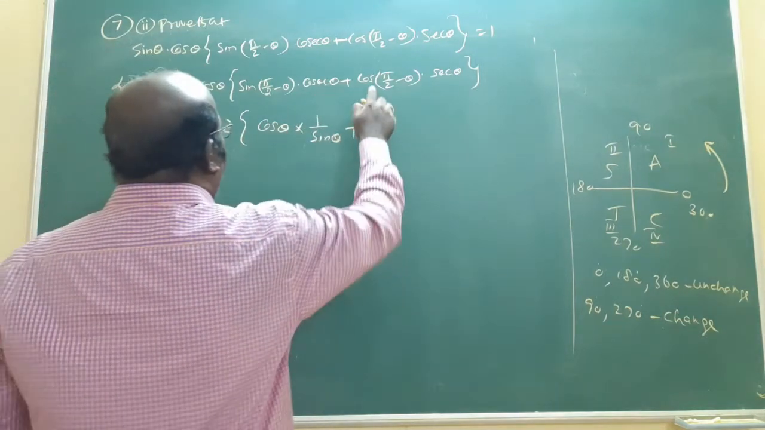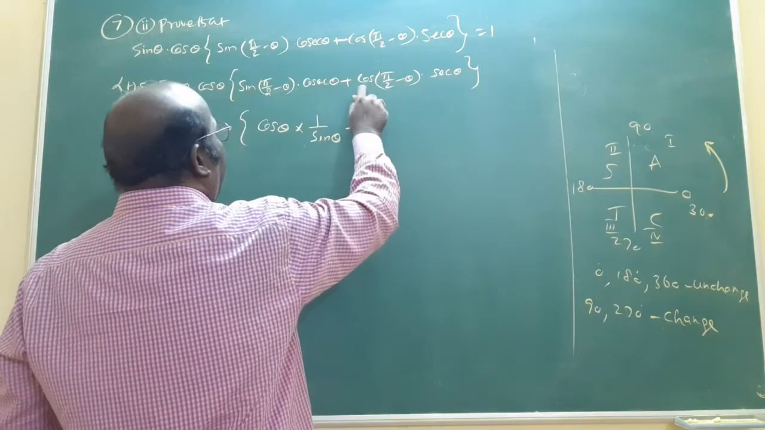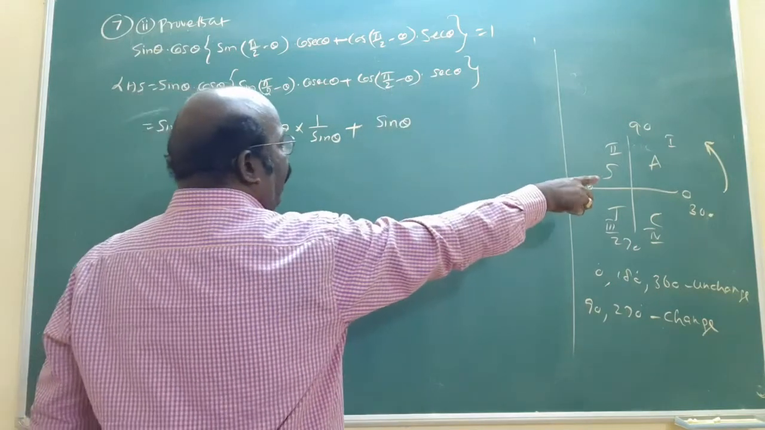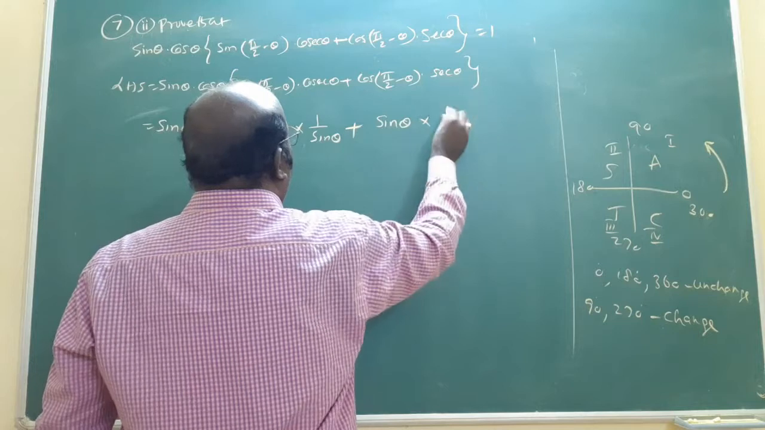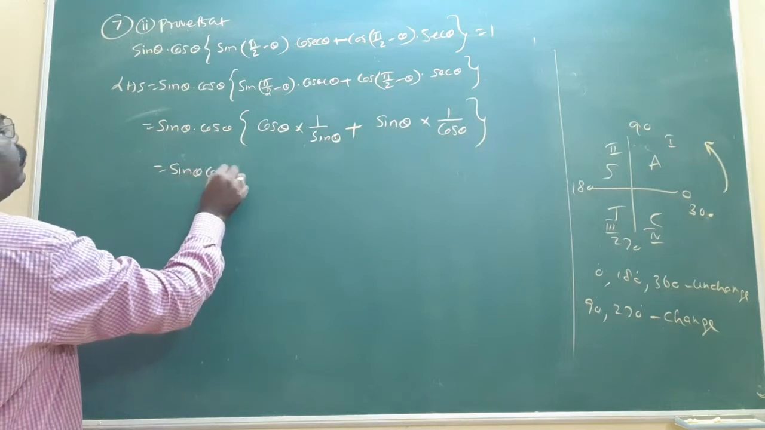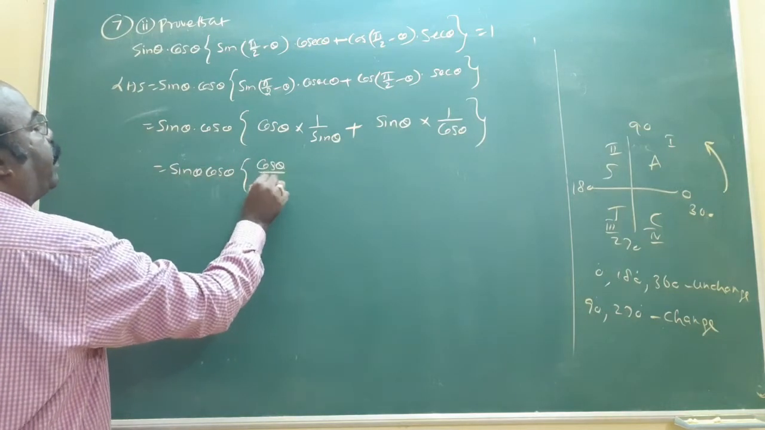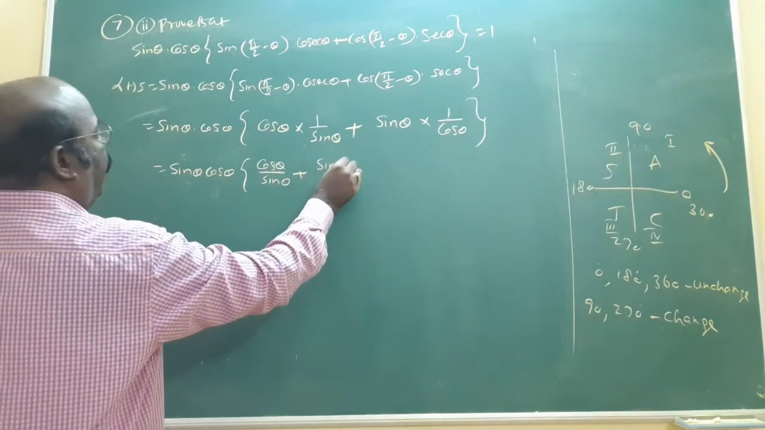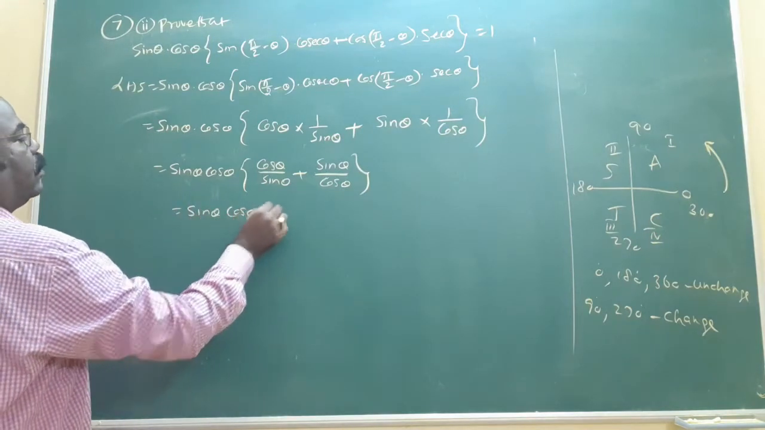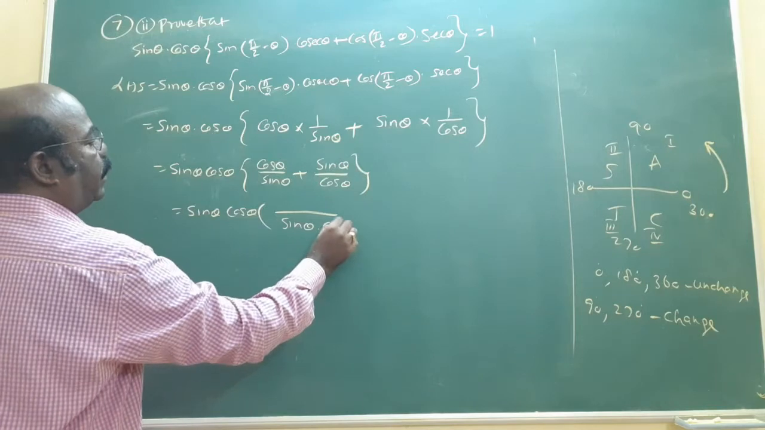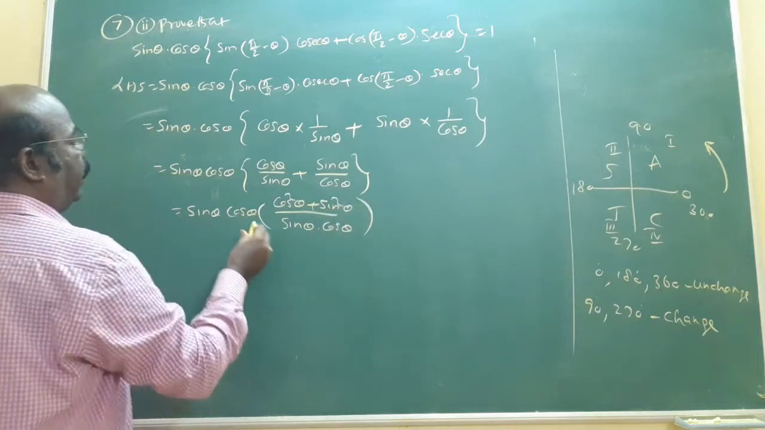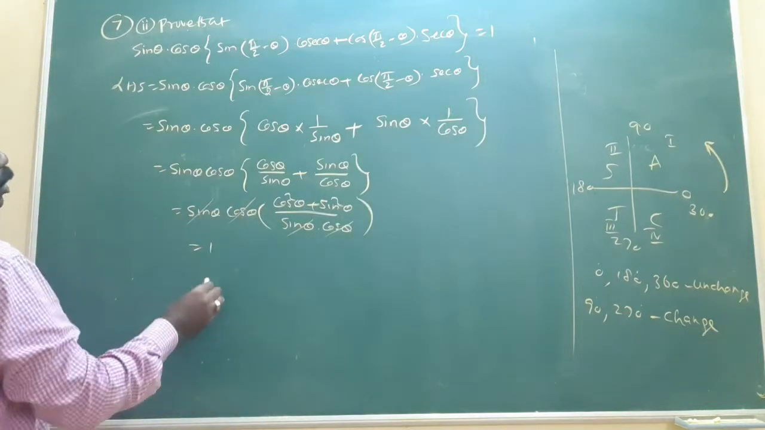Need not put a plus sign. Cosec means 1 by sin. Am I right? Plus. Again cos of 90 minus theta. Cos of 90 minus is what? Sin theta, because cos becomes sin, and pi by 2 minus theta is first quadrant, positive. Into secant is what? 1 by cos. Next take LCM. This is cos by sin plus sin by cos. Now take LCM. Sin into cos is the LCM. Cross multiply: cos into cos, cos square plus sin square. Cos square plus sin square is 1. That is the answer.